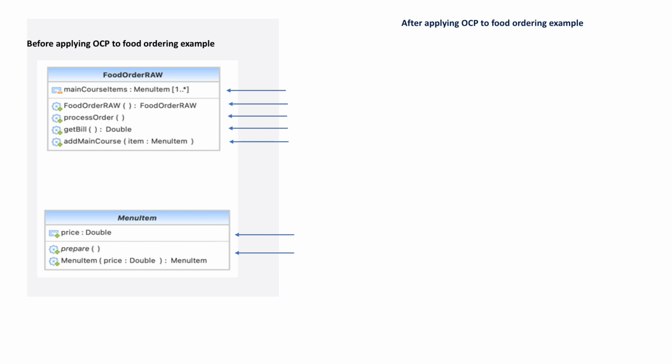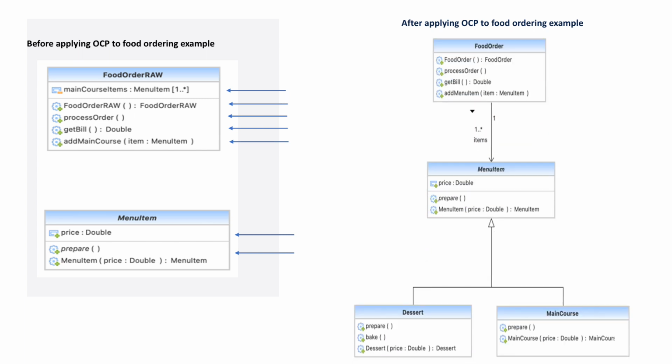After applying OCP to the food ordering example, the FoodOrder class will just add all the menu items ordered by the customer, process the order, and publish the final bill. MenuItem is the abstract class here, which will be extended by the Dessert class and the MainCourse class. The MainCourse class will just prepare the food and publish its price. The Dessert class will have the bake method, which is the additional one, and it will bake the dessert item and then publish its price.